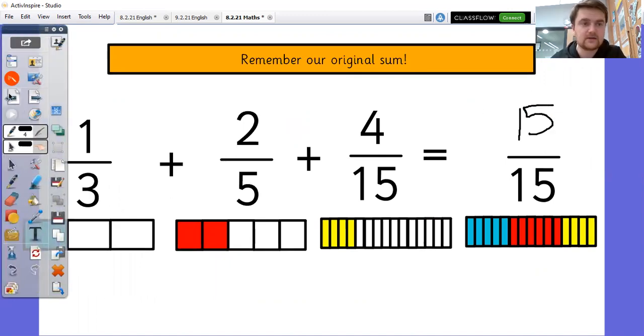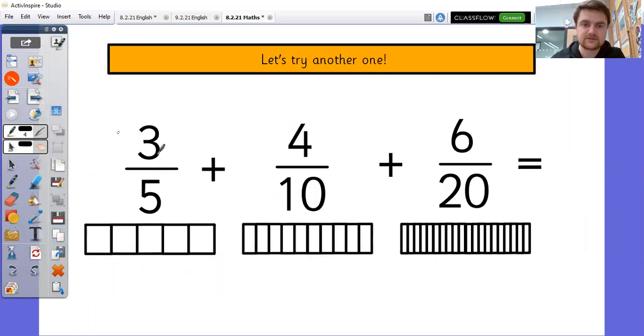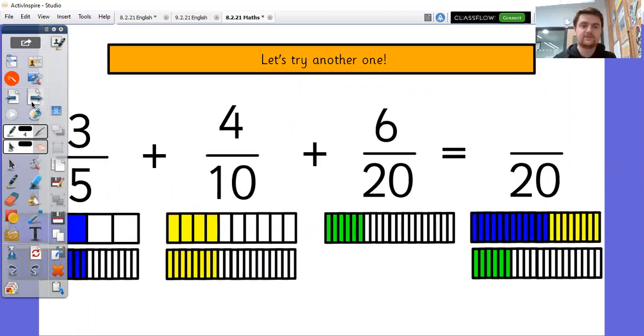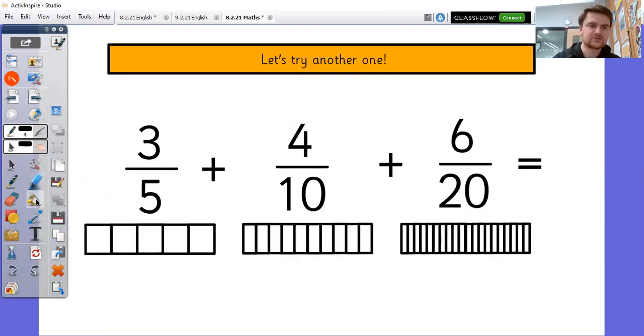Now let's have a look at another one as an example. So this time we've got 3/5 plus 4/10 plus 6/20. Let me show you the physical visual representations of them first. So here I've got 3 out of 5. Here I've got 4 out of the 10.